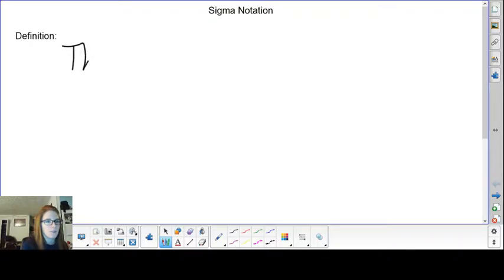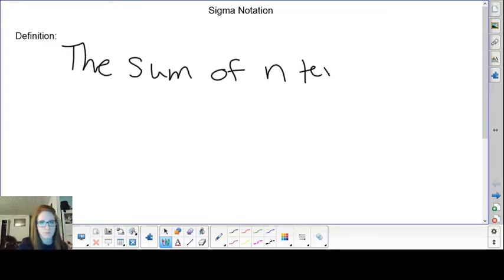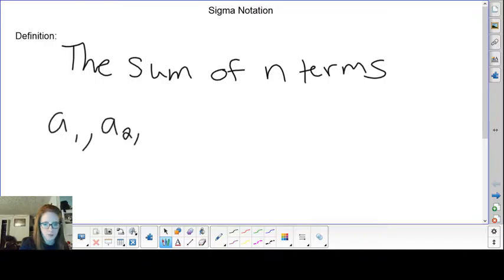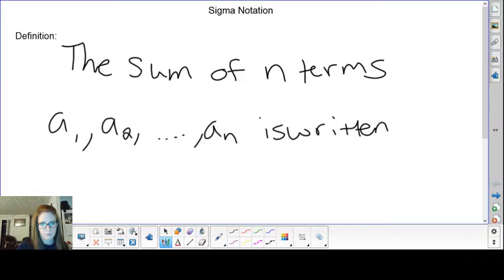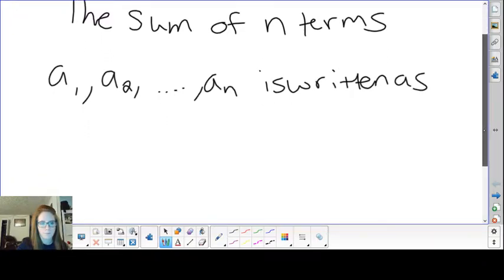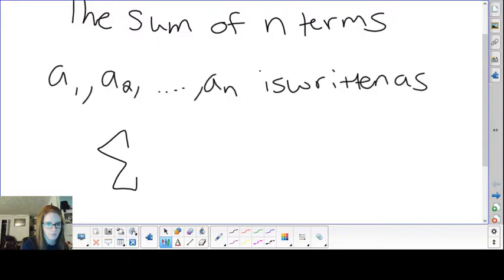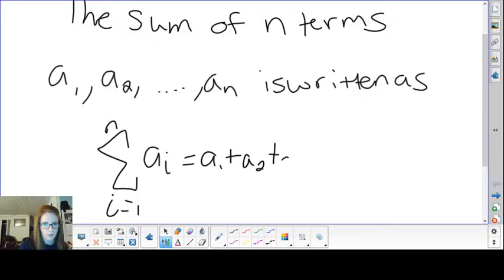So the definition is the sum of n terms, a sub 1, comma, a sub 2, comma, dot, dot, dot, comma, a sub n, is written as the summation from i equals 1 to n of a sub i, which is a sub 1 plus a sub 2 plus a sub 3 plus dot, dot, dot, a sub n.